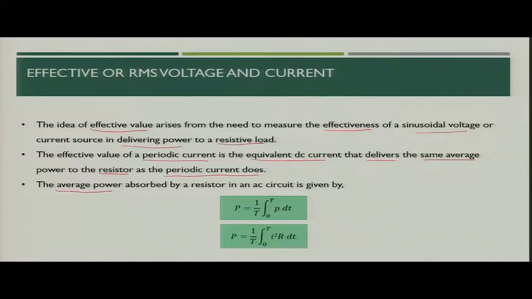The average power P is nothing but 1 over T integral of p dt between 0 to T. Now, we know that the power p is nothing but V into I, and V can be replaced with I R according to Ohm's law, so it becomes I squared R. So, this p dt can be equivalently represented as I squared R. So, average power P can be given as 1 by T, integral from 0 to T of I squared R dt.